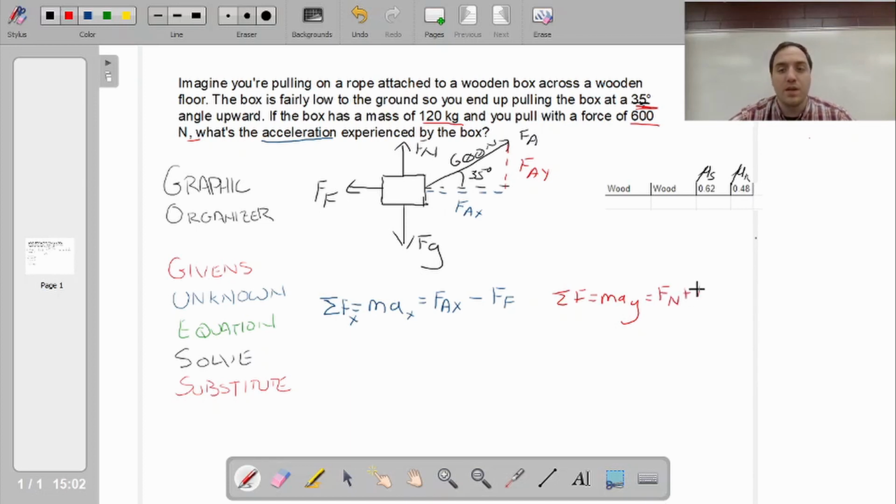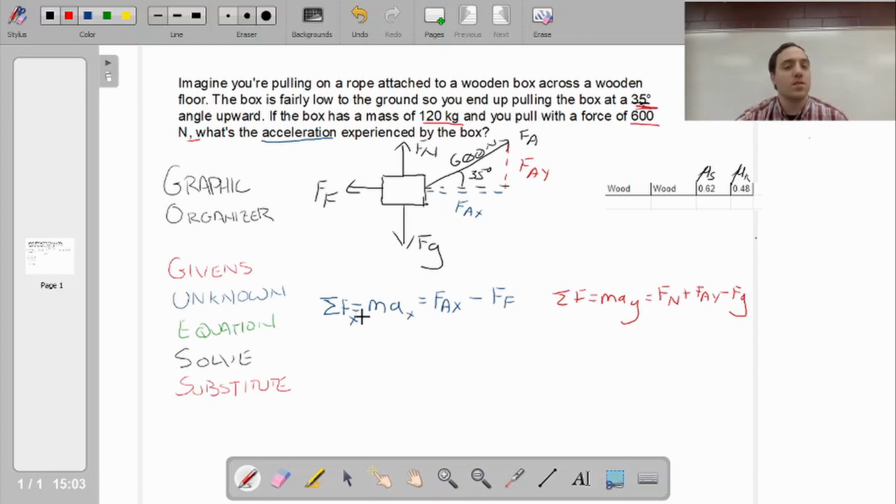Two things immediately become clear. Number one, not the full 600 newtons is going towards pulling this forward. Some of it's going up and some of it's going forward. Number two, this force applied here in the y direction is going to reduce my normal force, which will also reduce my friction. What do I mean? Well, let's keep going.